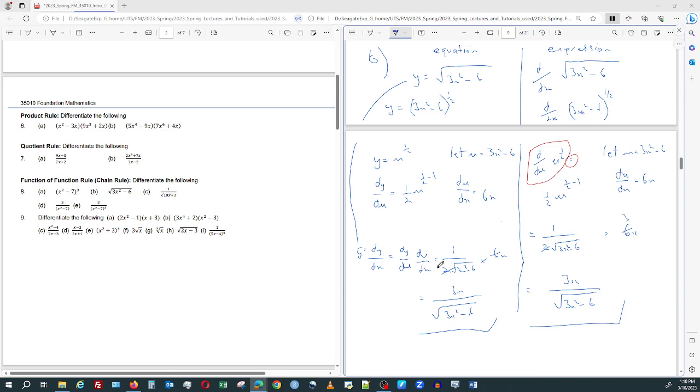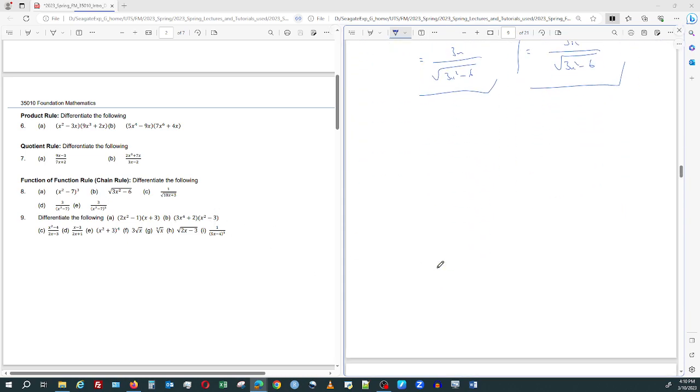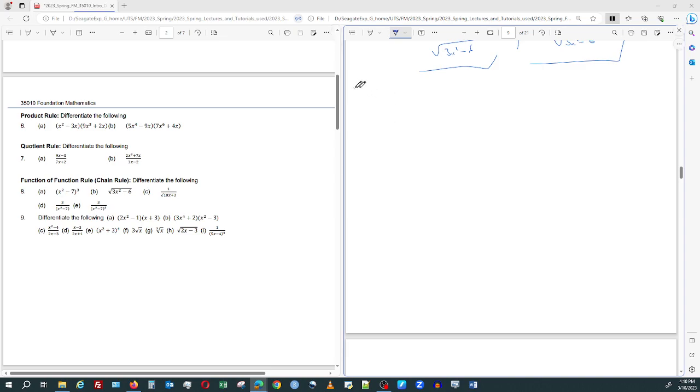Let's have a look at C. I like these. These are good for you guys, okay? These are good for you. So question 8C. d dx of 1 over the square root of 10x plus 3. Okay, so a little bit of pre-work.